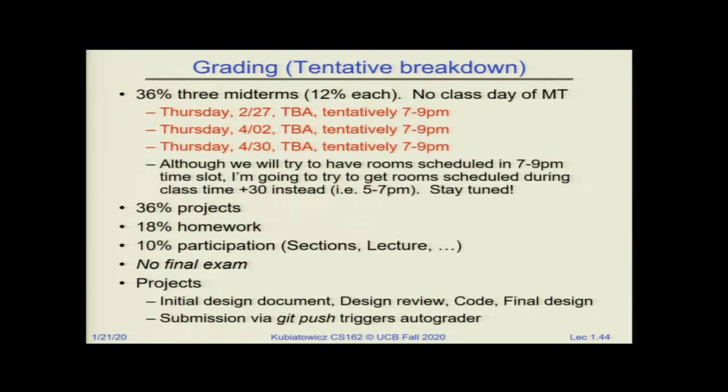Okay, our tentative grading breakdown here is about 36% midterms, 36% projects, 8% homework, and 10% participation, which is things like sections and lecture and so on. No final exam. But 3 midterms, okay? So, woo!